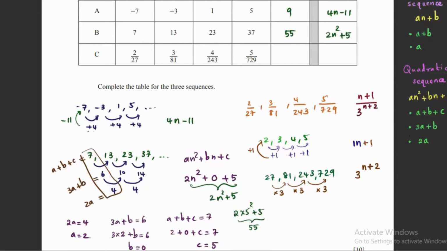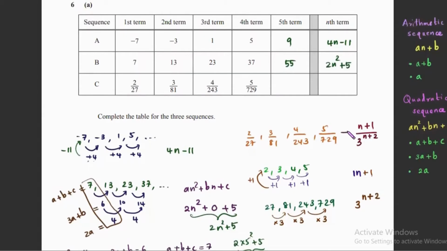So this expression that we have here is the nth term for this fractional sequence that we have. So I can write the nth term here as n plus 1 over 3 to the power n plus 2. So this n and plus 2, they are in the form of index.